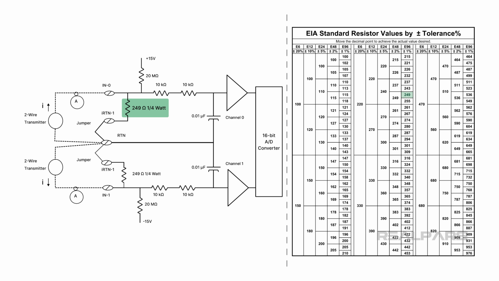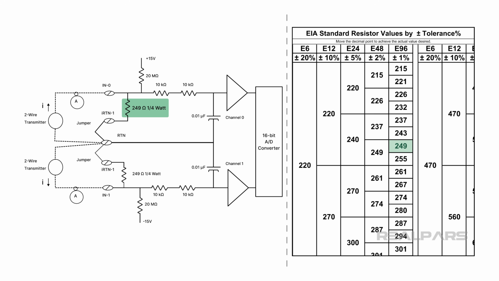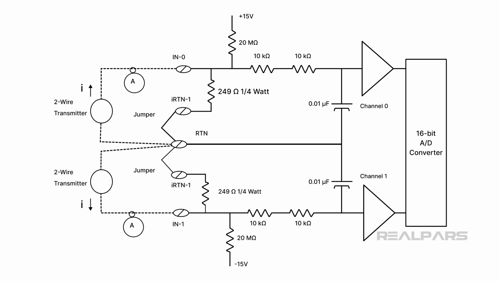Why is a 249 ohm resistor used instead of a 250 ohm resistor? 249 ohms is a standard EIA 1% tolerance value, making it readily available off the shelf. When there are thousands of modules in production, why not use a standard resistor? It's possible, though unlikely, that past electrical surges have degraded the resistor, permanently changing its resistance.